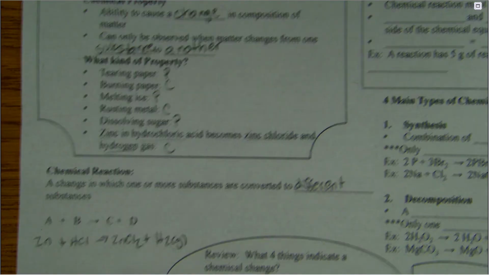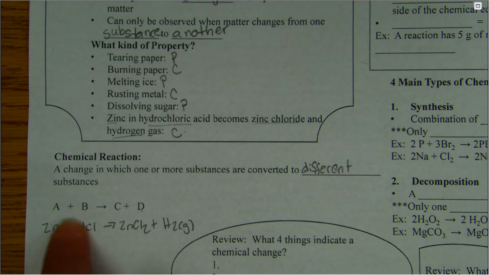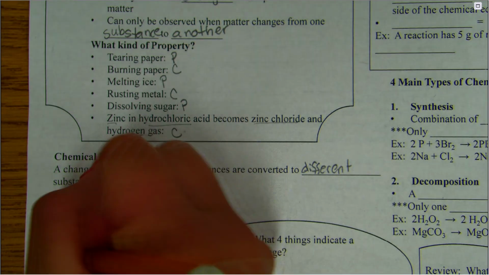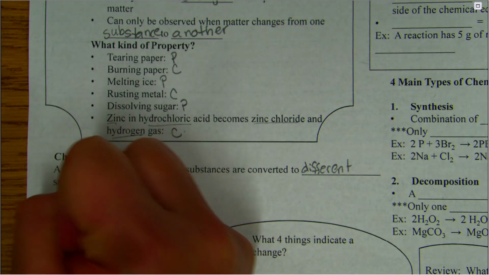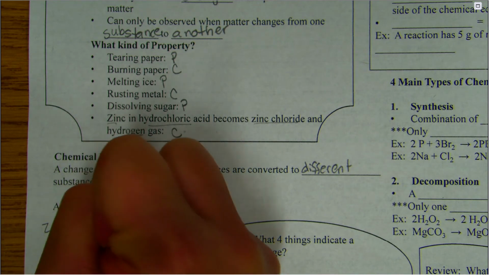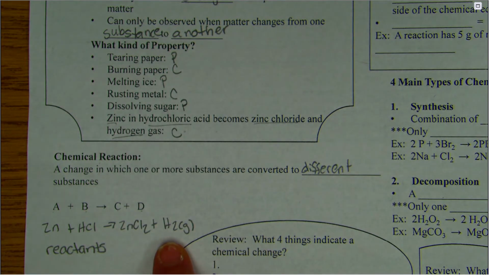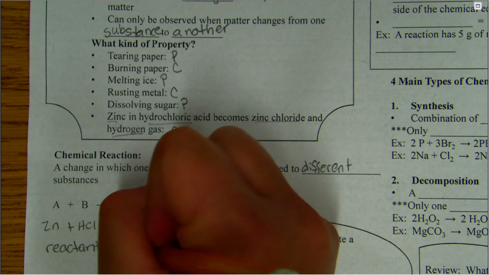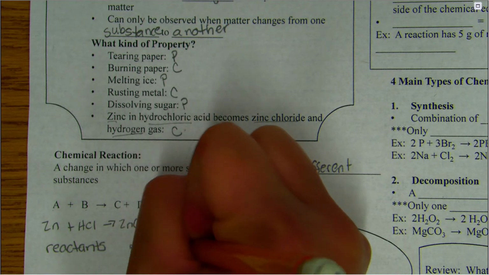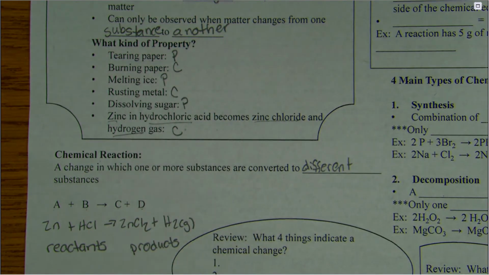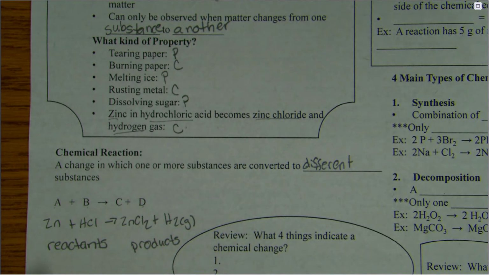So I'm taking something which we call the reactants. The reactants are on the left side. That's what I start with. And I am making something new. We call those the products. The products are on the right side. If you have a final product that you turn in for a grade, that's what you created.